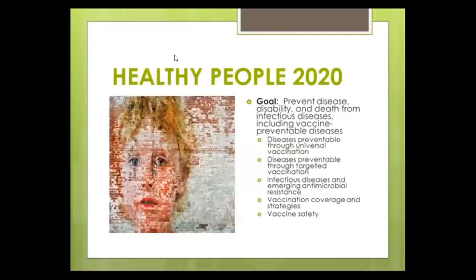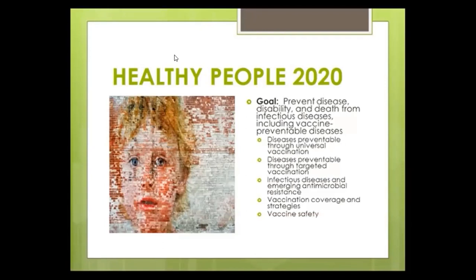These 3 levels of prevention fit in with the goals of Healthy People 2020, which has a goal of preventing disease, disability, and death from infectious diseases, including vaccine-preventable diseases. And you can see some of their efforts listed there. So people working in community health definitely have their work cut out for them. But epidemiology gives them the means to identify where to put their scarce public health dollars.